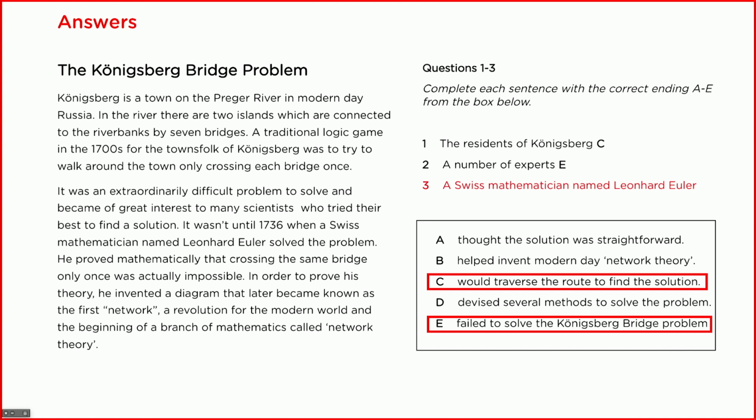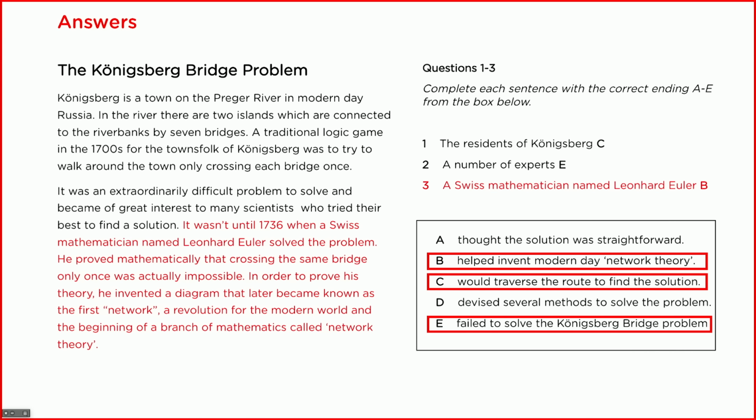A Swiss mathematician named Leonhard Euler. If we look closely in the text, we can see his name there. And if we read closely, solve the problem. He proved mathematically that crossing the same bridge only once was actually impossible. In order to prove his theory, he invented a diagram that later became known as the first network, a revolution for the modern world and the beginning of a branch of mathematics called network theory. The sentence ending that matches to number 3 is B. So, a Swiss mathematician named Leonhard Euler helped invent modern-day network theory. Cool, that's how you do match sentence endings.